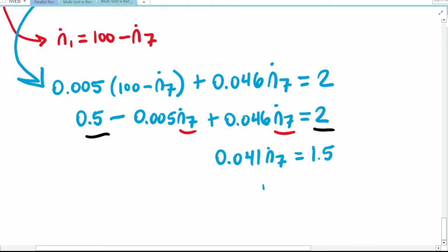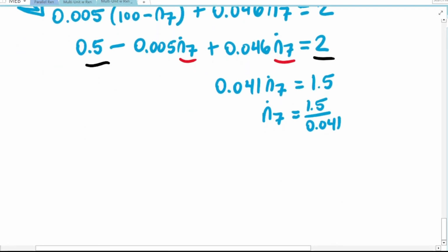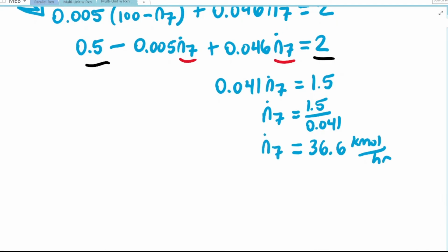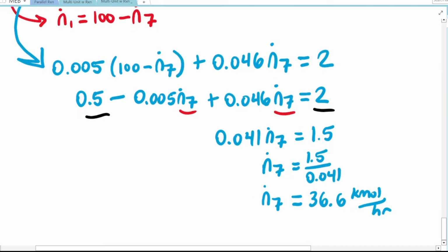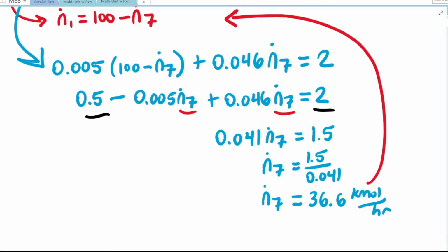So from here, N7 dot equals 1.5 divided by 0.041, which if you do this calculation out, we end up with 36.6 kilomoles per hour for my N7 dot. Now I can go back to that other equation and substitute in that N7 dot to get my N1 dot. So 100 minus 36.6 gives me 63.4 for N1 dot.